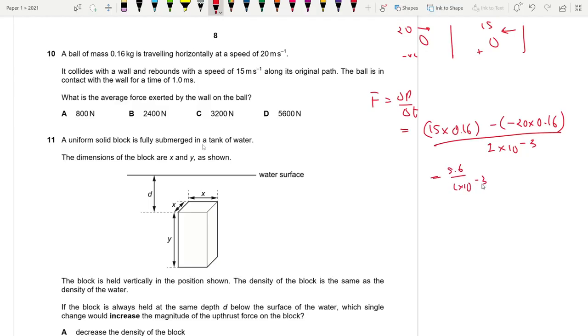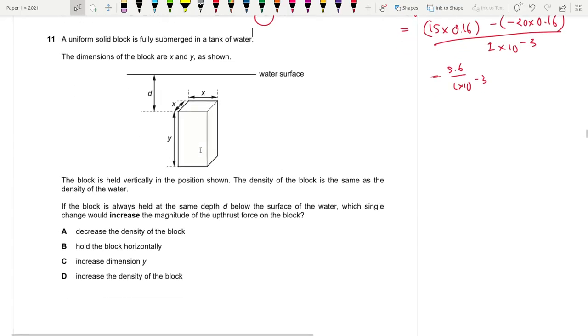Let's solve this. I'm getting a value of 5,600 newtons, and that should be the answer. 10 is D. Just check the mark scheme. Moving on to the second section of the video, 11 to 20.